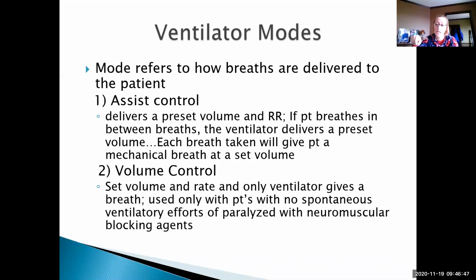And then you see a lot of these used in combination. So ACVC, your assist control, volume control, is kind of like using the best of both of them for some patients. But if you know that they're on either one of these, assist control, volume control, or the combination of the two, the ACVC, then you know that they are pretty much not doing much on their own at all. The vent is doing most of the work for them.